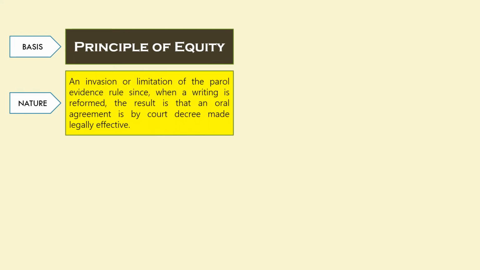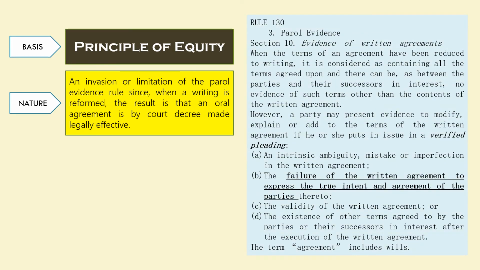It is actually a limitation or an invasion of the parol evidence rule. Why? Because when you allow the instrument to be reformed, what will be the result? The oral agreement is made by the court legally effective. Again, let's go back. What does the parol evidence rule say? Parol without an E. According to Rule 130, Section 10, when the terms of an agreement have been reduced into writing, it is considered as containing all the terms agreed upon.